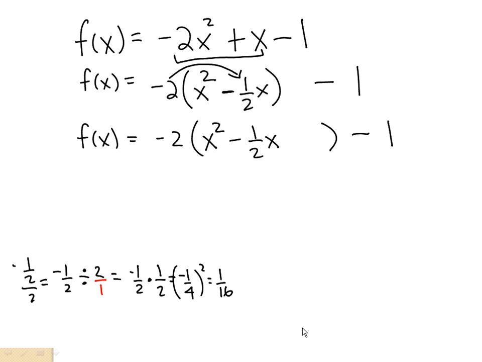Now that we got that 1/16, we're going to add it. And let me put it in red. We're going to add that 1/16. Now that 1/16 is connected to negative 2. Now if you multiply a negative 2 times 1/16, it's going to become negative 1/8. Since it's a negative 1/8, we're going to turn around and put plus 1/8.